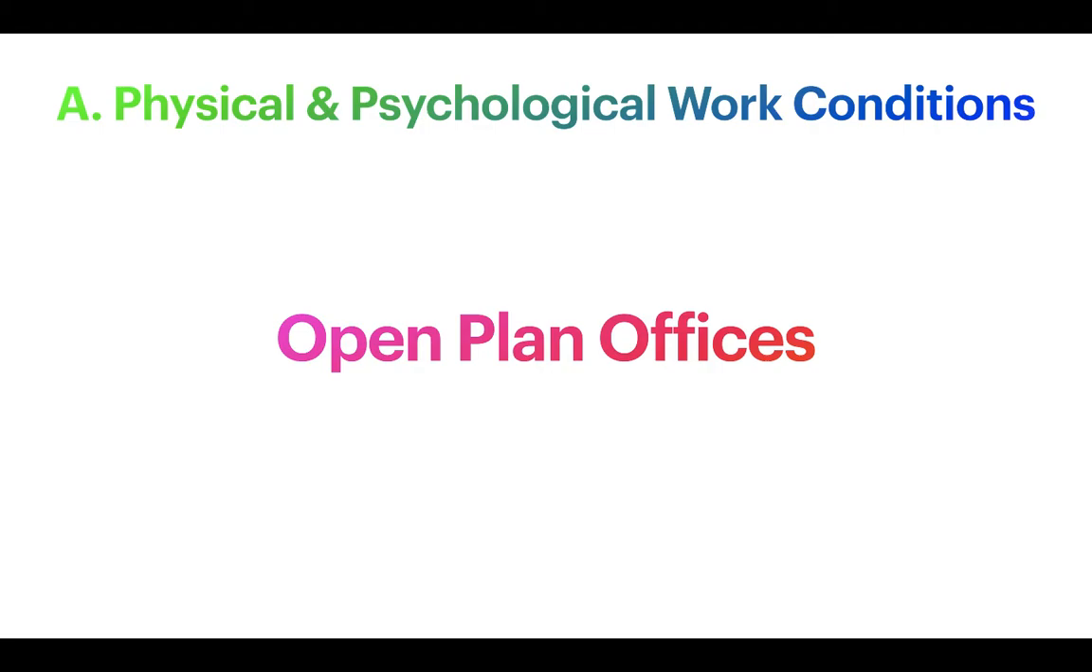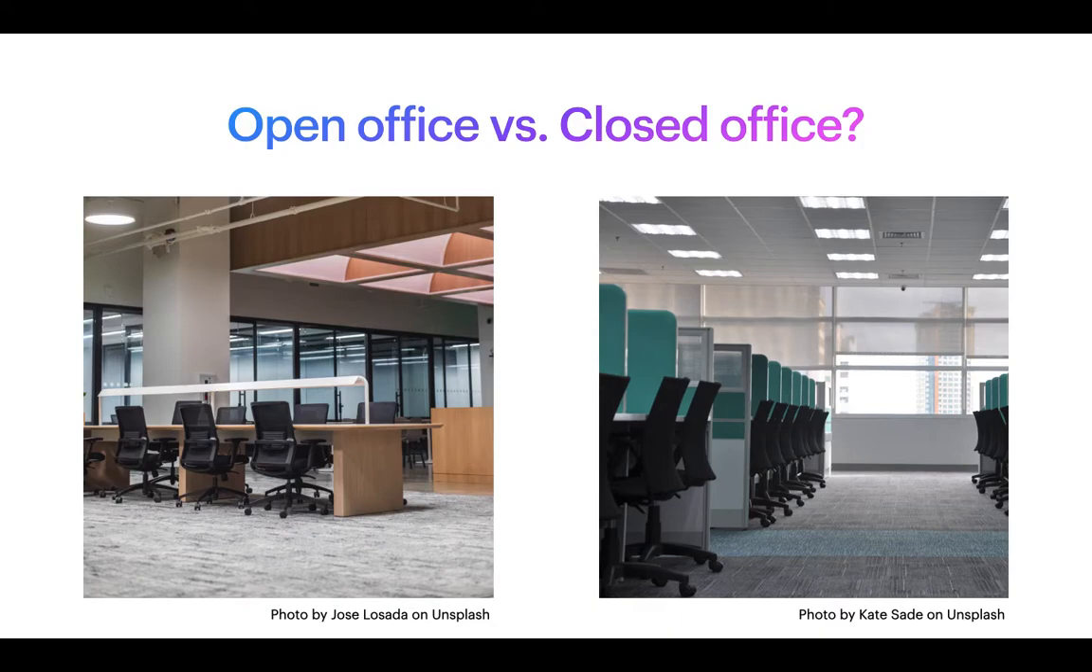Okay, let's talk about open plan offices, right? This was by Oldham and Brass in 1979. Open versus closed. On the left side, you see what is known as an open office. There are no barriers. Versus on the right side is all in cubicles, all closed. What do you prefer? What do you guys think? Do you prefer an open office or a closed office?